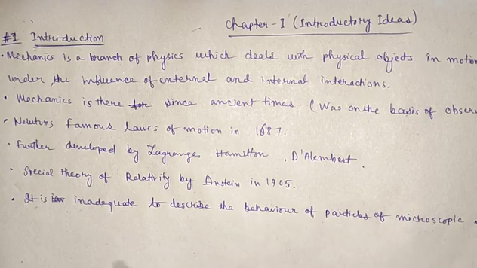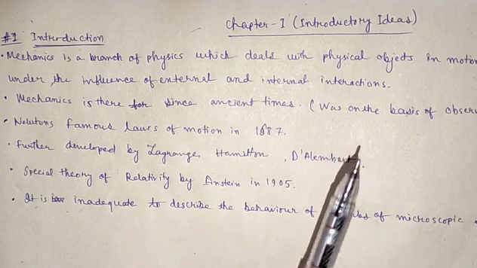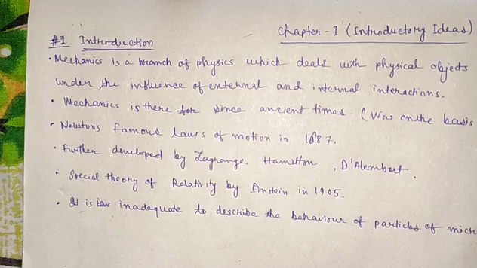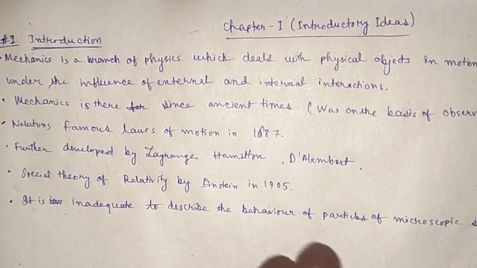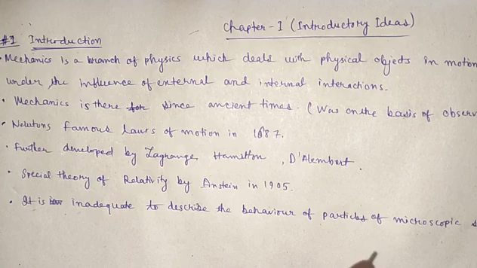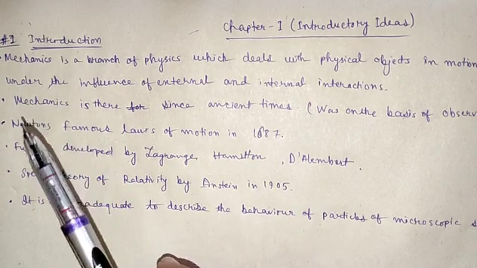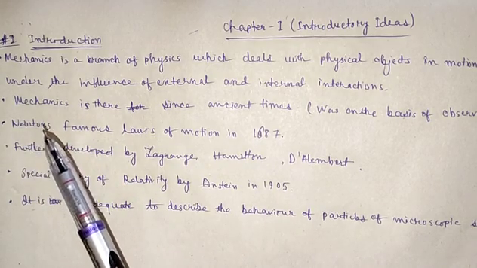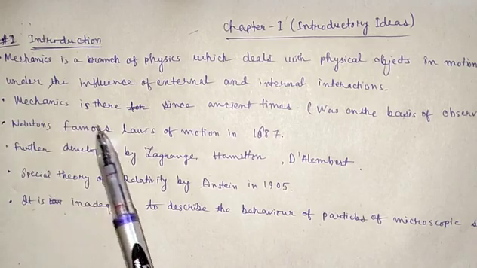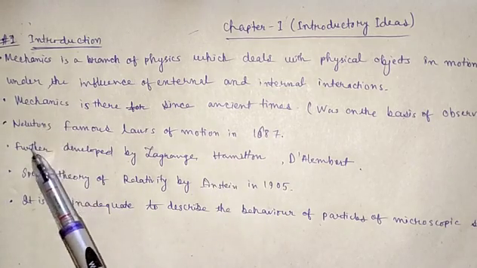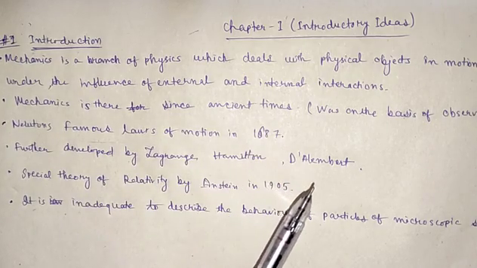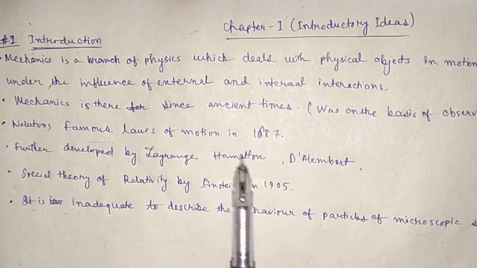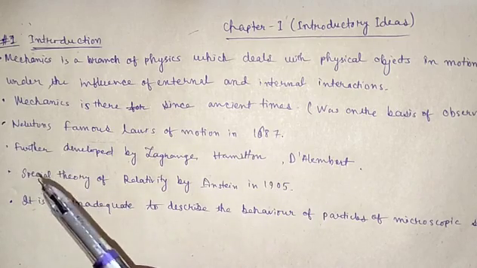So basically mechanics was first developed as an observational science, but from the time of Newton, the theories of classical mechanics started to shape up as mathematical operations, and they also started to gain mathematical importance. Newton formulated his laws of motion in 1687.